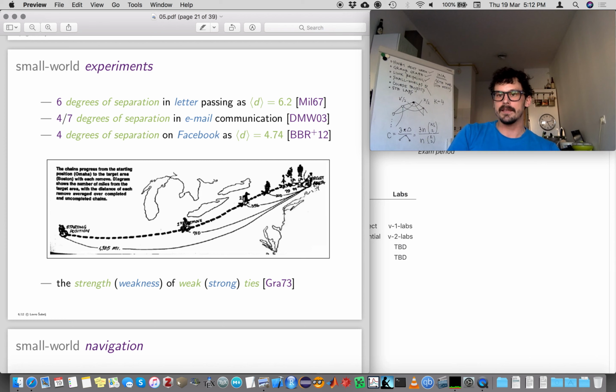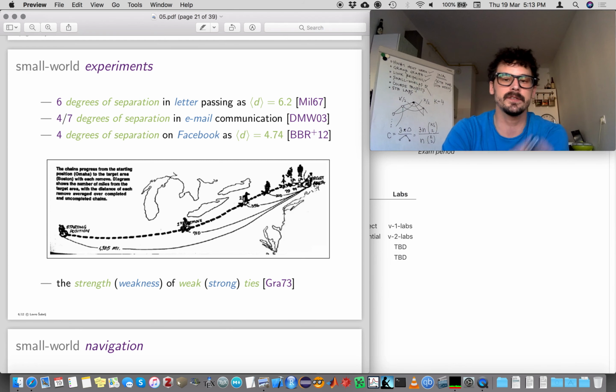Most of the letters that the stockbroker actually received took, on average, 6.2 steps. So the average distance in the social network of people was estimated to be 6.2, and this is where the term six degrees of separation comes from.